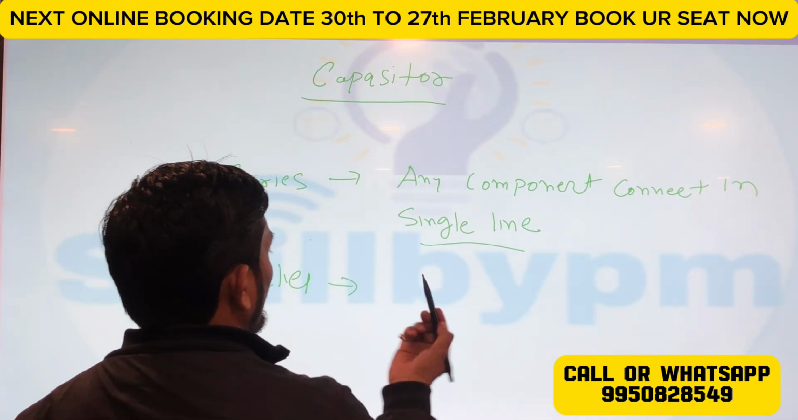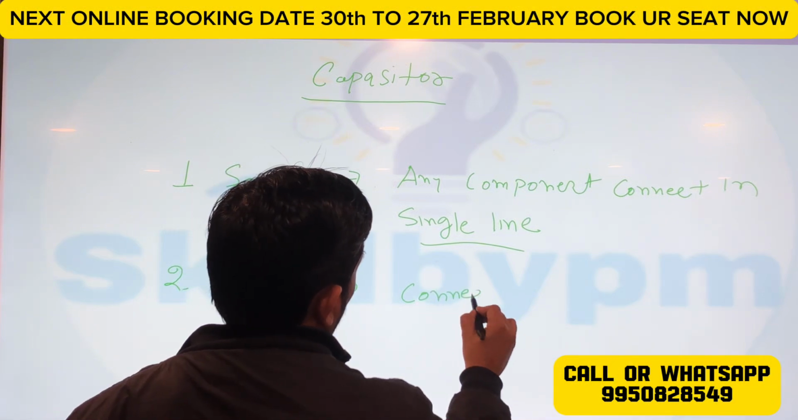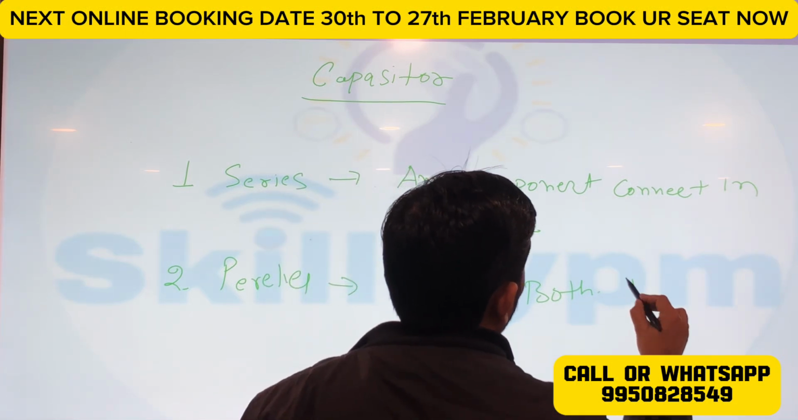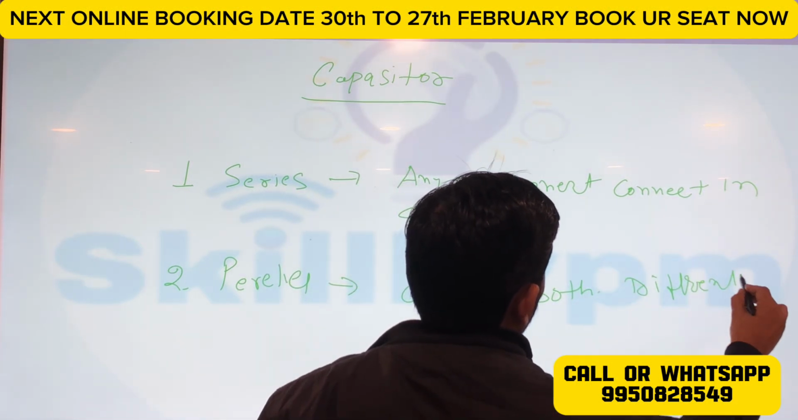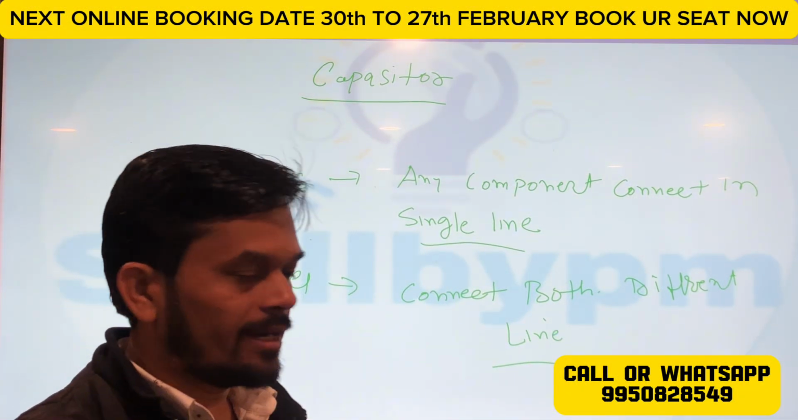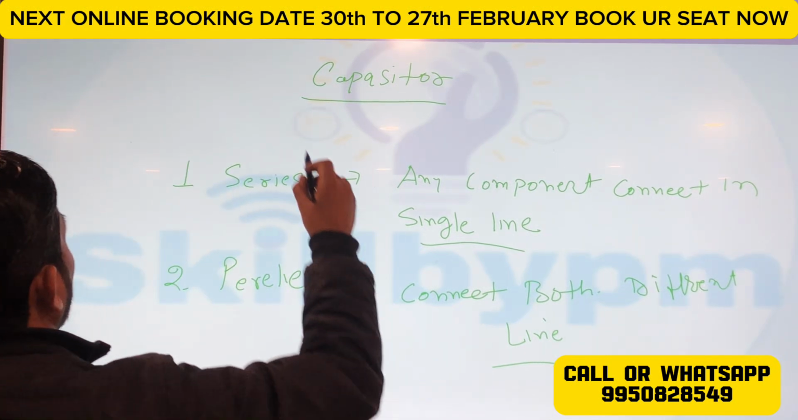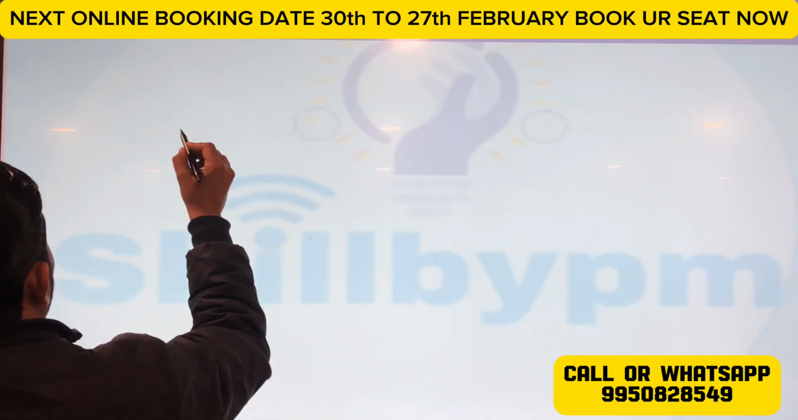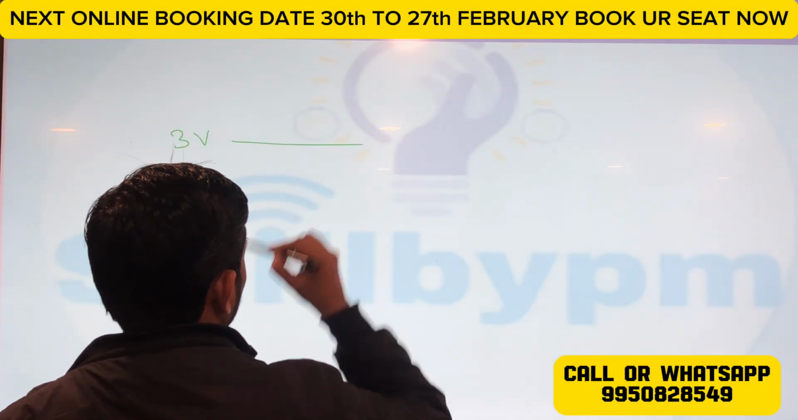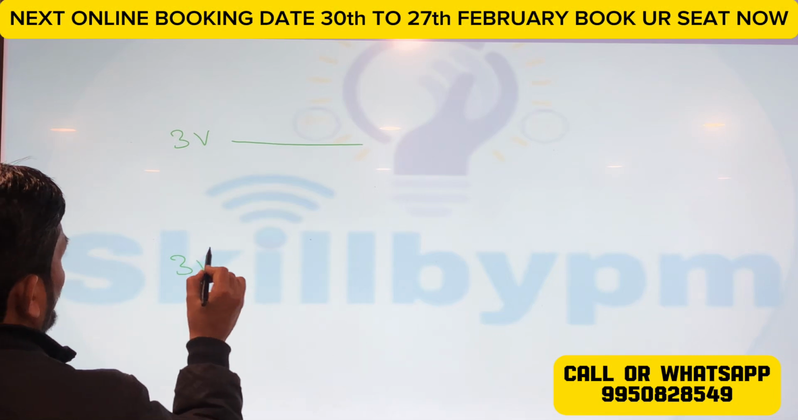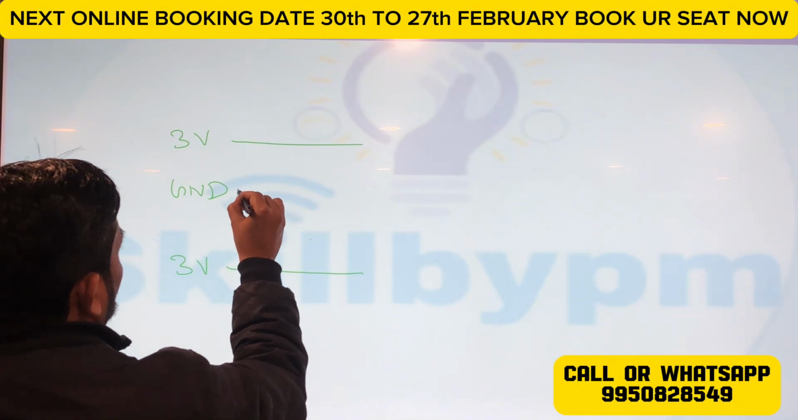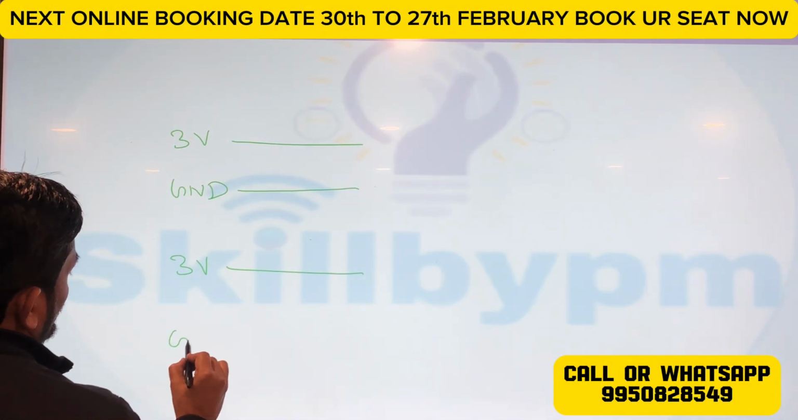And if any component is connected to both different lines, it means that component is connected in parallel. Okay, next I explain to you, friend, that this is a 3-volt line, and this is also a 3-volt line, and this is a GND line, and this is also a GND line.